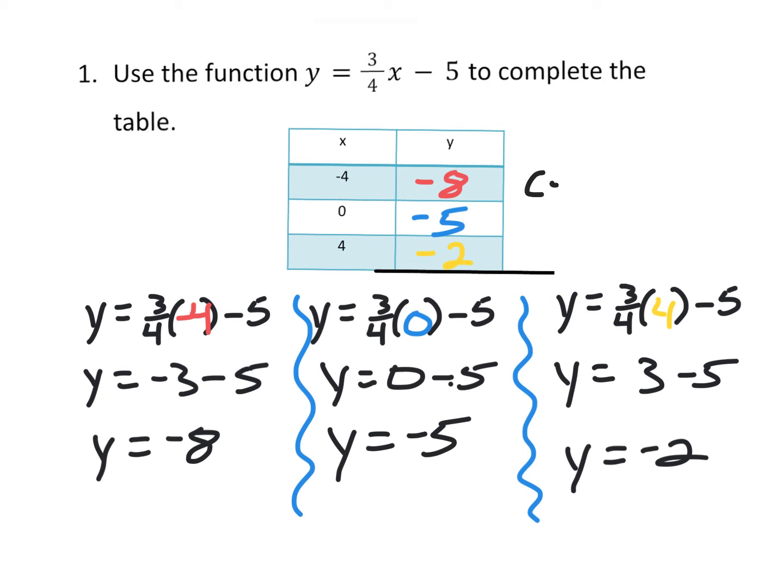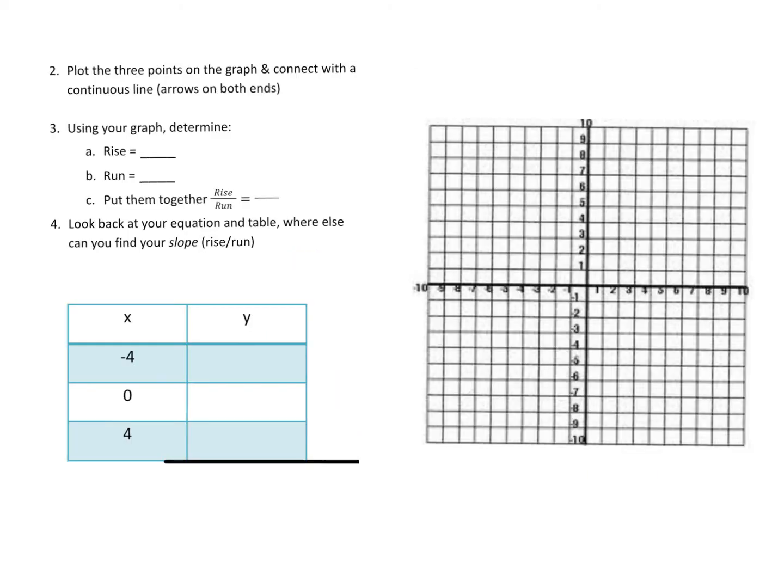Again, by ordered pair, I mean we have a -4 and a -8. All right? Or we have a 0 and a -5, and finally a 4 and a -2. When we input a 4, we get an output of a -2, okay? All right, so let's move on.